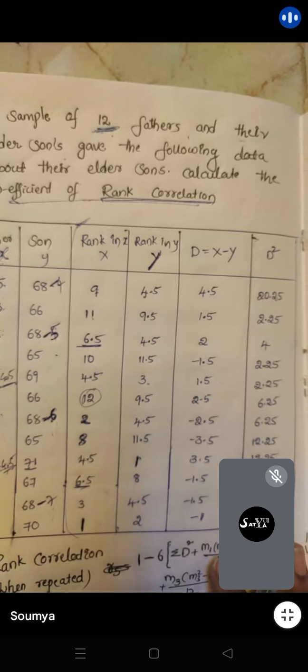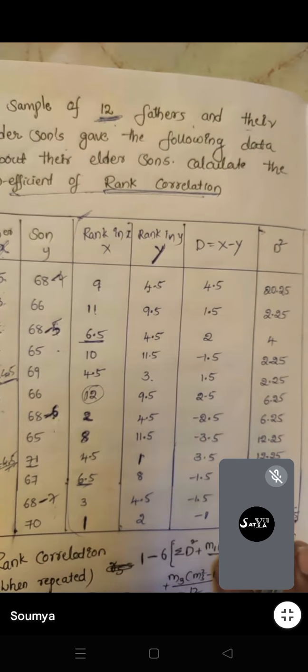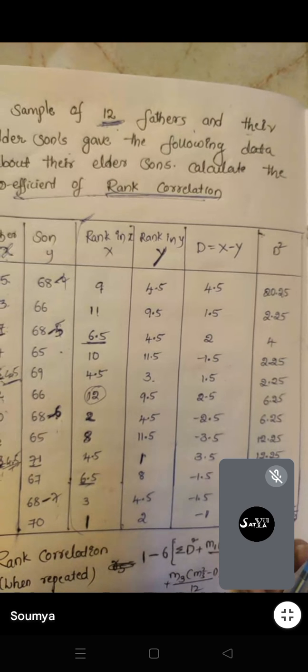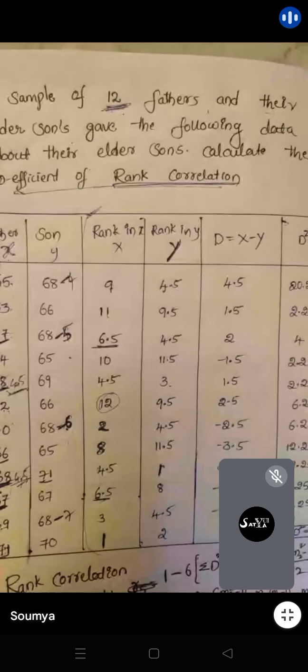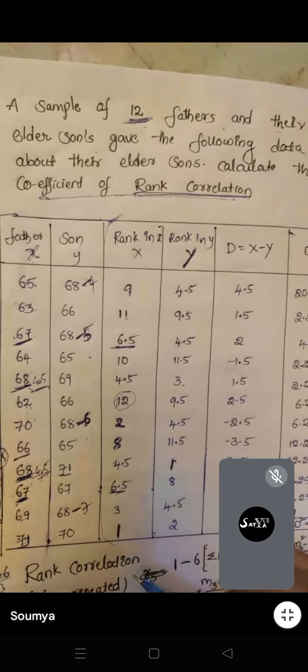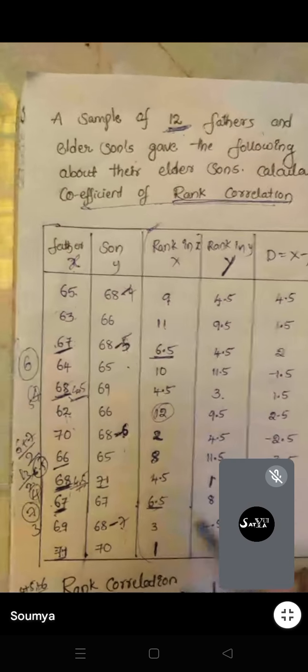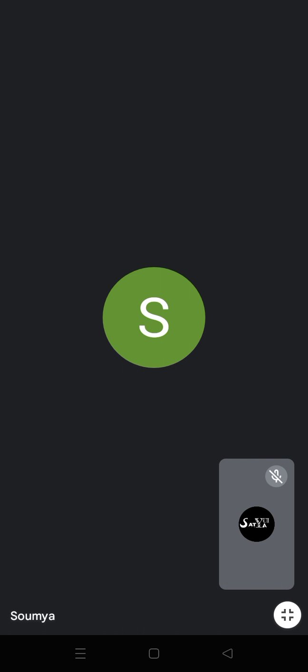Okay, what is the next term? 67, ma'am. Sorry, 4.5 you have to give here. 1, 2, 3, 4. Dividing 22 by 4 gives 5.5.